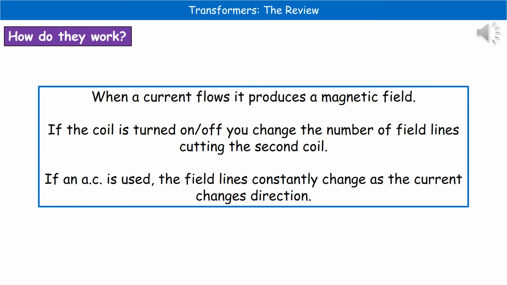As we already know from our work earlier in this topic, when a current flows through a conductor, it produces a magnetic field. Now, what we find is if you turn the current in that coil on or off, then you're going to change the number of field lines being cut each second, because we're changing the number of field lines present each second. If we use an alternating current, then that current's constantly changing direction, and therefore the field lines are constantly being changed as well, leading to the production of a potential difference.